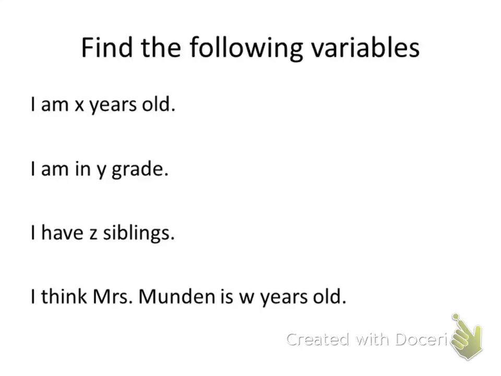I am in Y grade. You can't say Y equals sophomore and use the number here. These are numbers. Y equals a number. I have Z siblings. I think Miss Munden is W years old. So you should have a value for X, a value for Y, a value for Z, and a value for W. Your answers will probably not be the same as anyone else in the room. You might have 1 or 2 that are the same, but unless you're exactly like someone else in here, you should probably have some different ones.